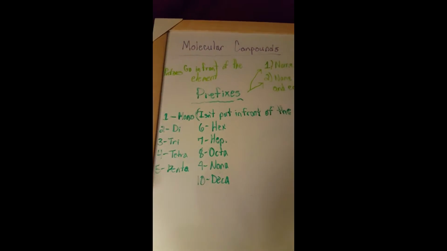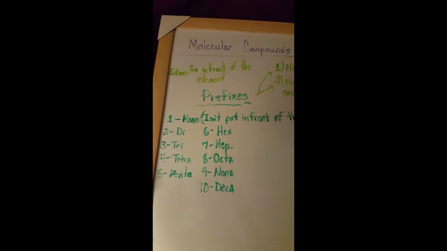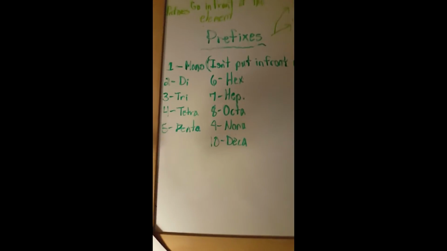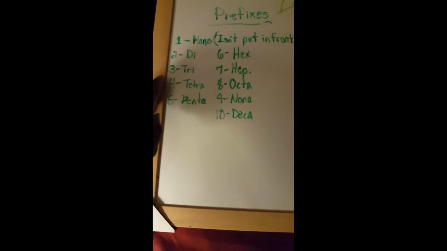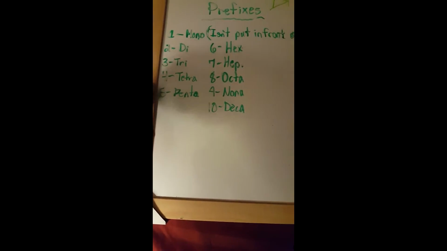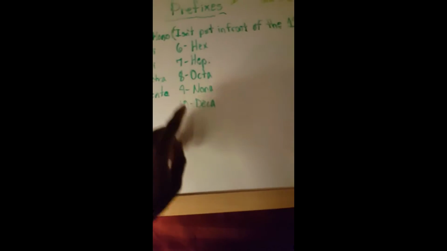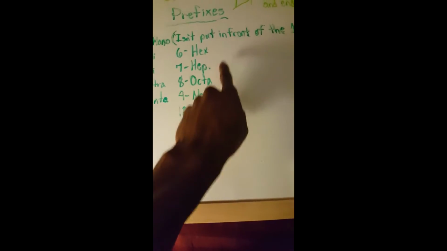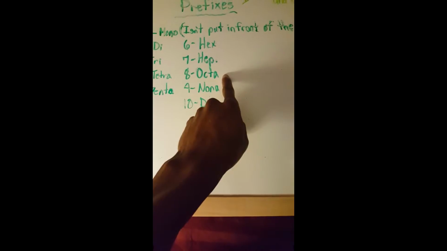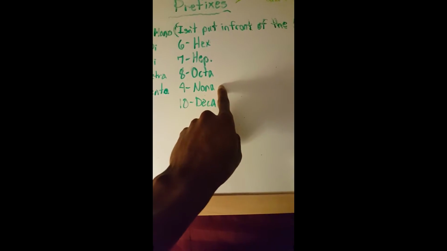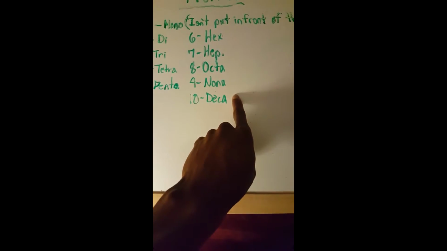With naming molecular compounds, the prefixes are: 1 for mono, 2 for di, 3 for tri, 4 tetra, 5 for penta, 6 for hexa, 7 for hepta, octa for 8, 9 for nona, 10 for deca.